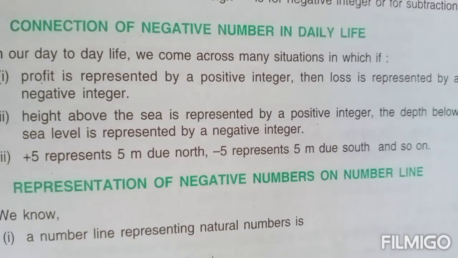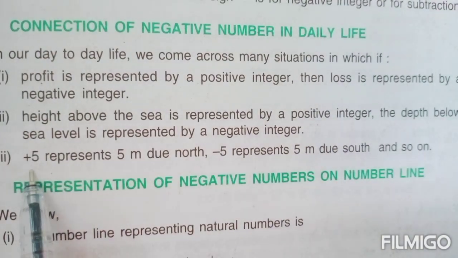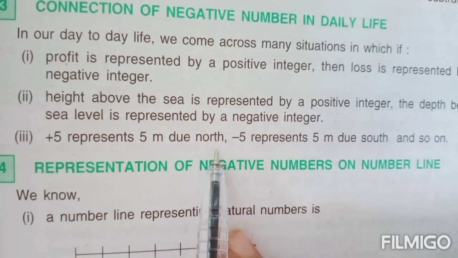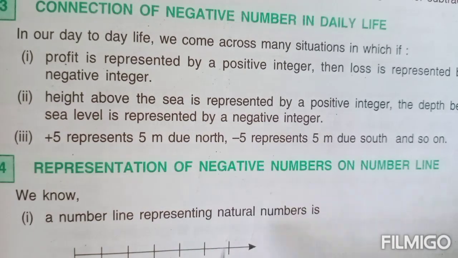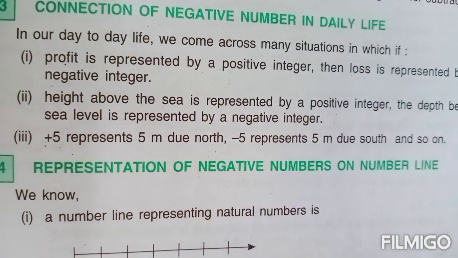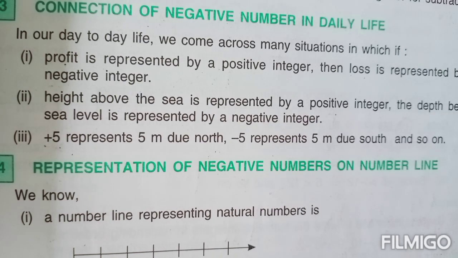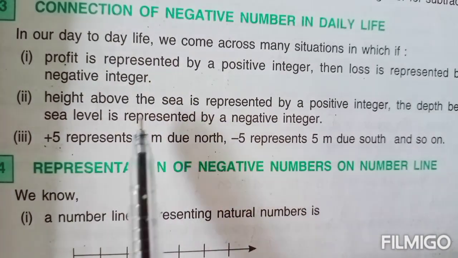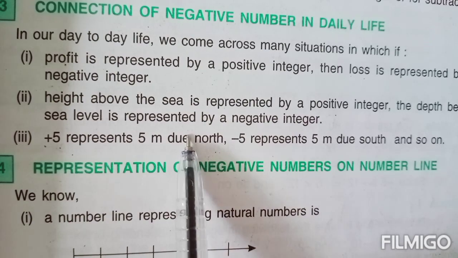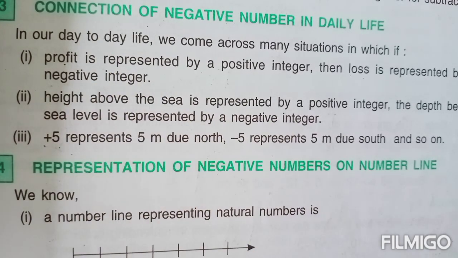Now plus 5 represents 5 meters due north, and minus 5 represents 5 meters due south. So plus 5 means it is 5 meters towards north. Minus 5 means it is towards south, 5 meters to the south. These are connections of negative numbers in daily life. In daily life, how we use negative numbers. These are some examples.